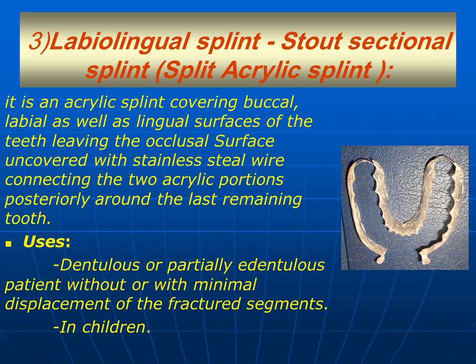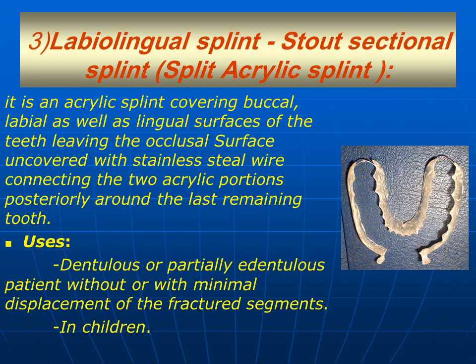This button or stout is made in the midline from the labial side, and after construction it is separated into two parts. And after placement in the patient's mouth, we can wire the two parts of the button together. Therefore, we call it also a split acrylic splint because the labial part is separated into two parts.